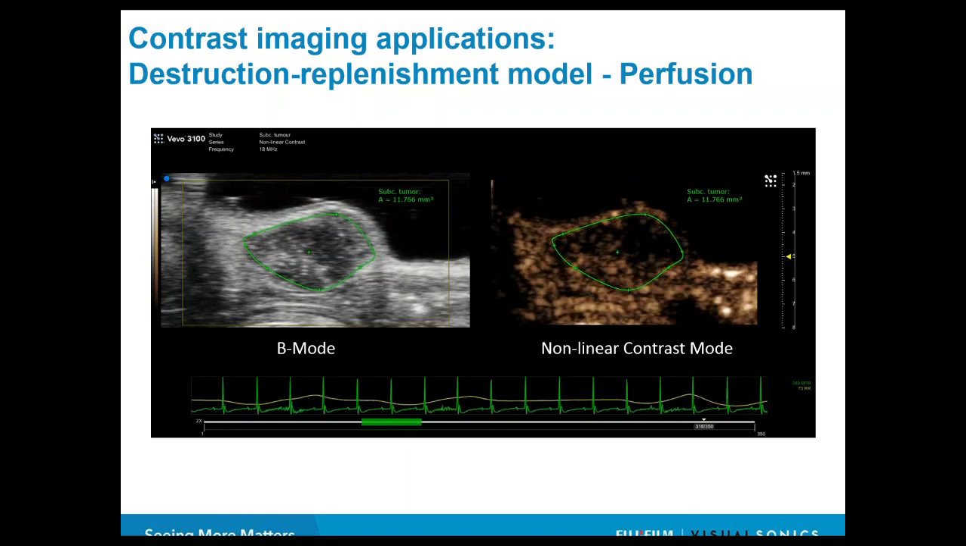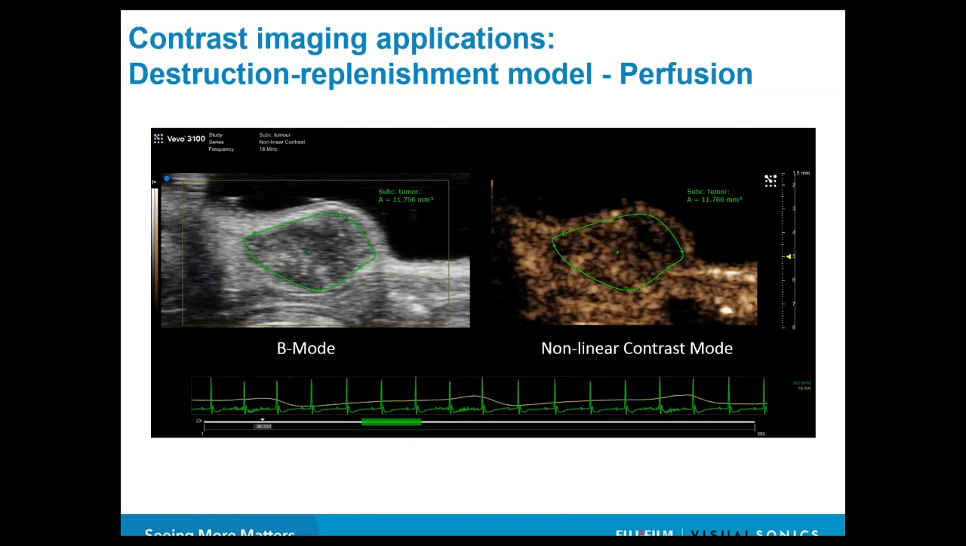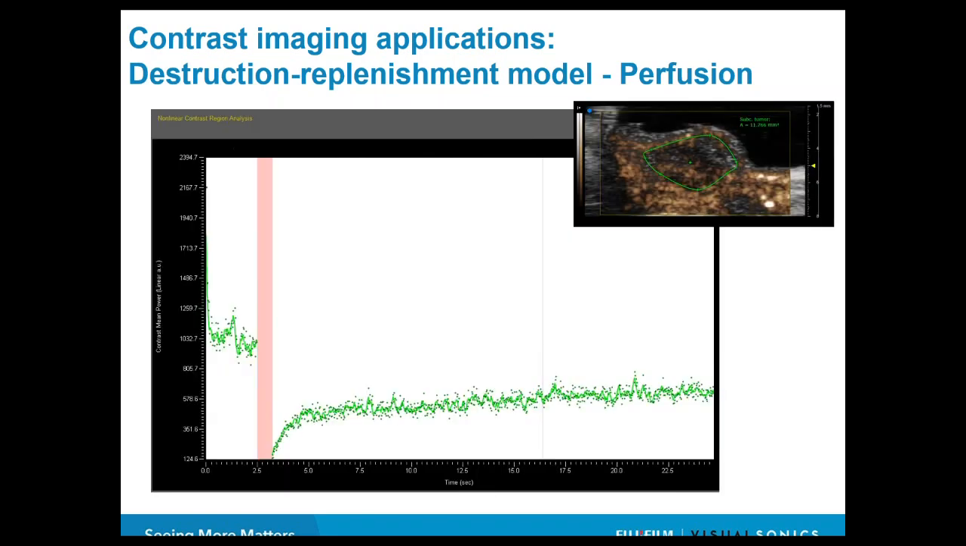So once again, we have a region of interest that we outline, and we can look at the signal. It's much simpler than the one before because we have this more or less steady state plateau. Then we have the destruction and the replenishment phase.